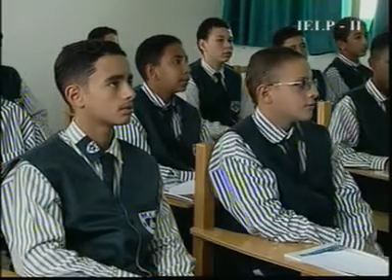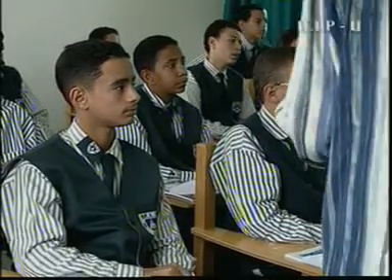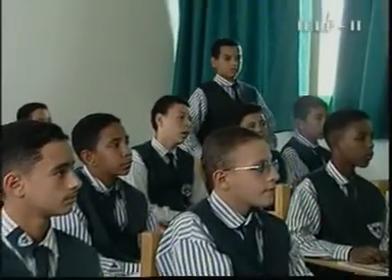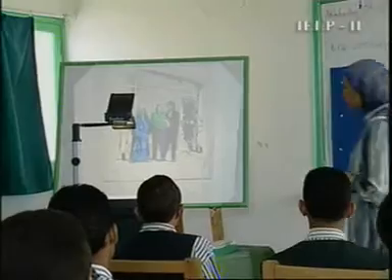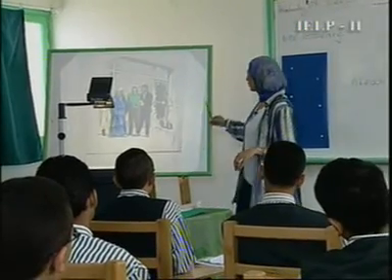Okay. Is it clear, everybody? Yes. Khaled, how many people are there? There are 5. Thank you. So here we have 5 people.